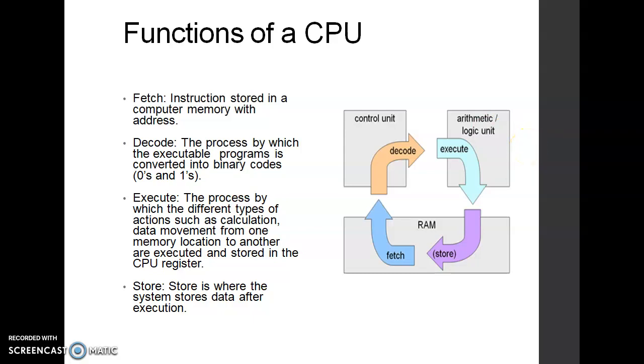Execute, the process by which the different types of actions such as calculation, data movement from one memory location to another are executed and stored in the CPU register, is the execution process. Then store is where the system stores the data after execution, and there is also a diagram provided to show the process and how it flows.